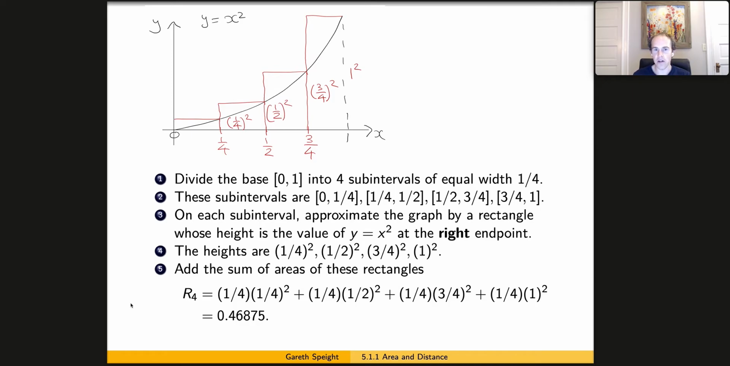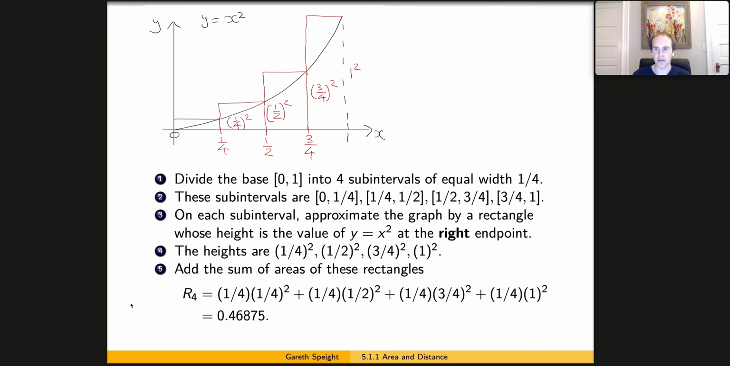So this was the estimate of the area under y equals x squared from 0 to 1 using 4 right rectangles. And just to say again, the steps were we divide 0, 1 up into 4 equal subintervals. Those are the bases of our rectangles. And since we're using right rectangles, for each subinterval, we place a rectangle over that, and the height of the rectangle is the value of our function at the right endpoint.